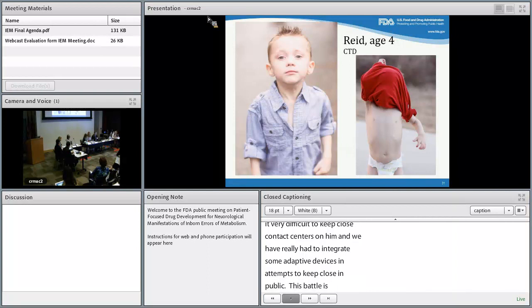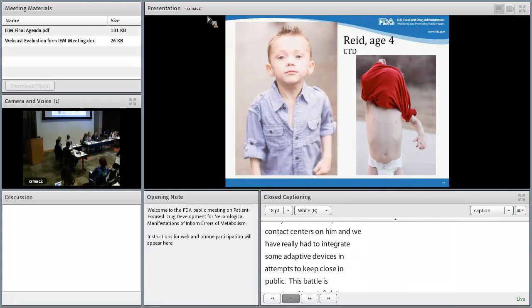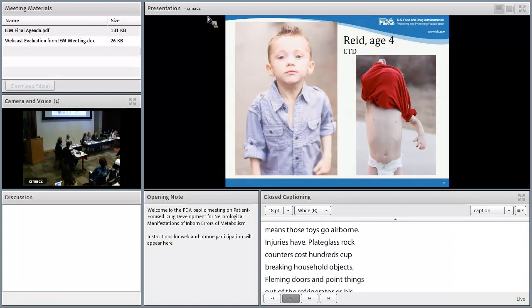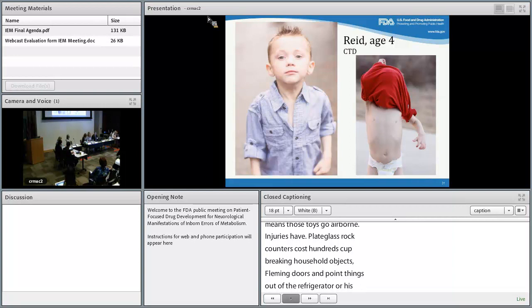Aggressive behaviors are also part of Reed's life. Hair pulling, biting, self-injurious behaviors, and throwing objects happen all the time at our house. Curtain rods are pulled out of walls, furniture is turned on end, and home decor becomes broken or obsolete. As Reed has matured, we've seen an increase in these aggressive and destructive tendencies. Unable to manipulate toys appropriately means those toys go airborne and injuries happen. Pulling glassware off counters, spilling drinks, breaking household objects, slamming doors, and pulling things out of the refrigerator are his common go-to tactics for that immediate attention.